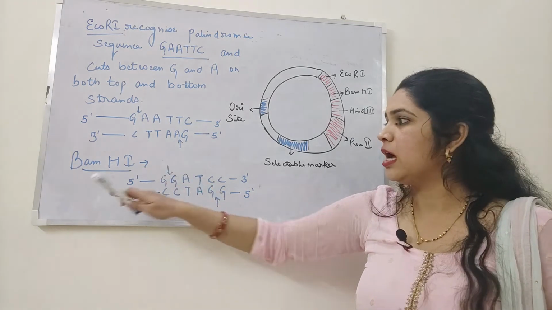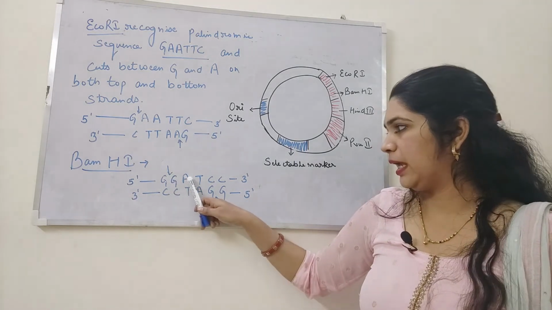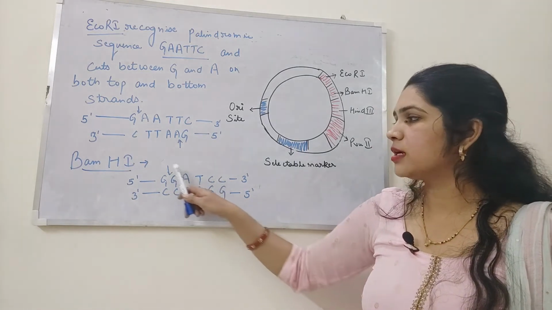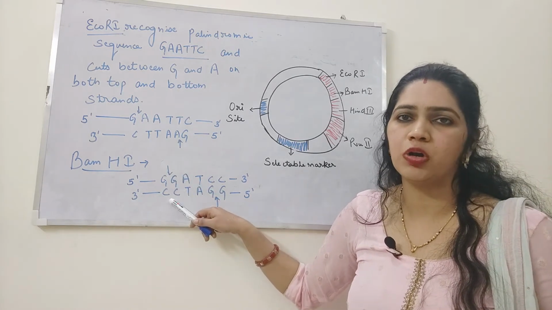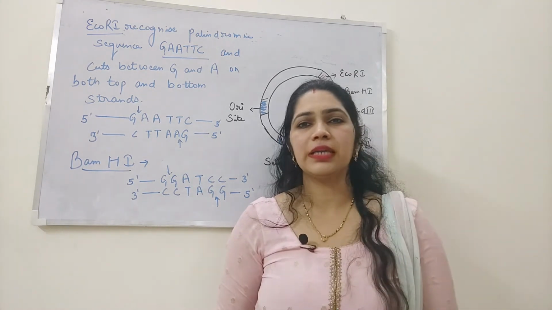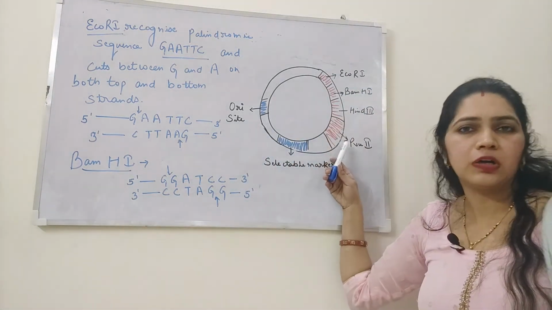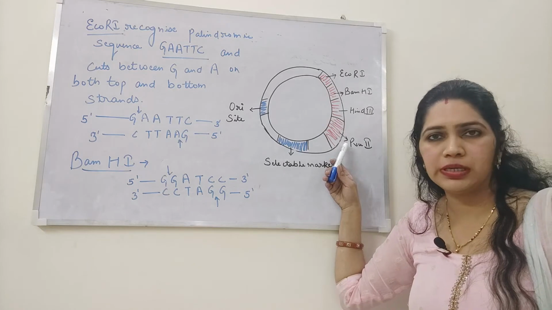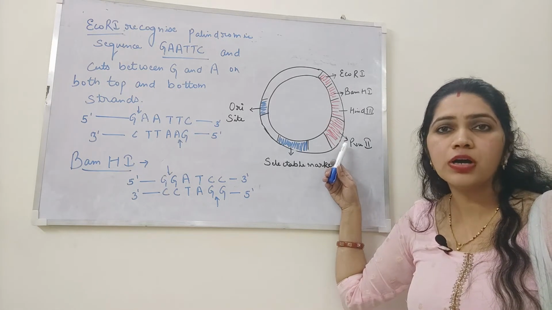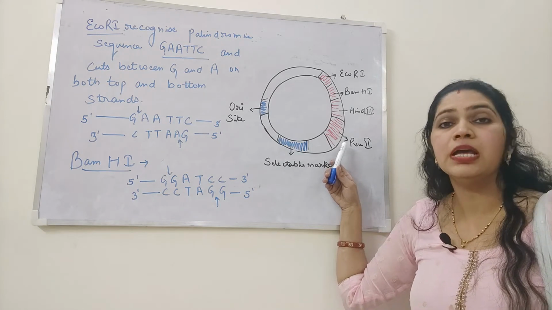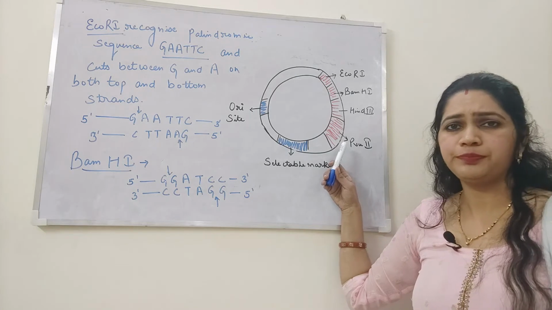And similarly, BamHI will recognize a specific sequence GGATCC and makes a cut between G and G on both the top and bottom strands of the DNA molecule. Now, consider a case: what happens if all these cloning sites are recognized by the restriction endonucleases? This will result in the generation of short segments of DNA molecules that no longer hold the property of a cloning vector.